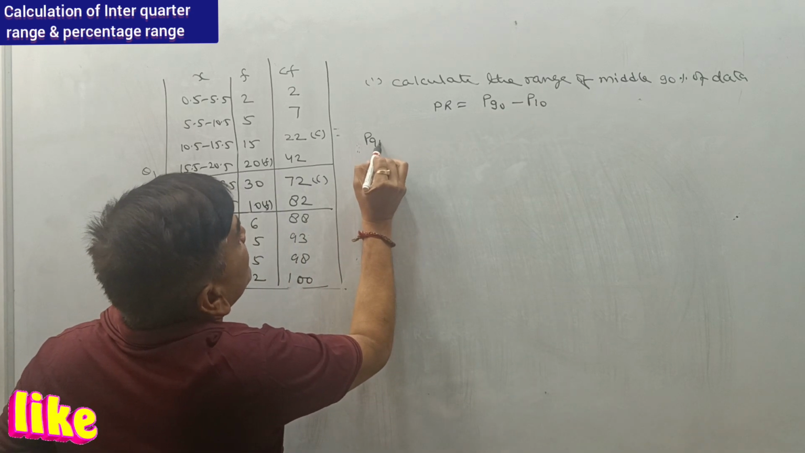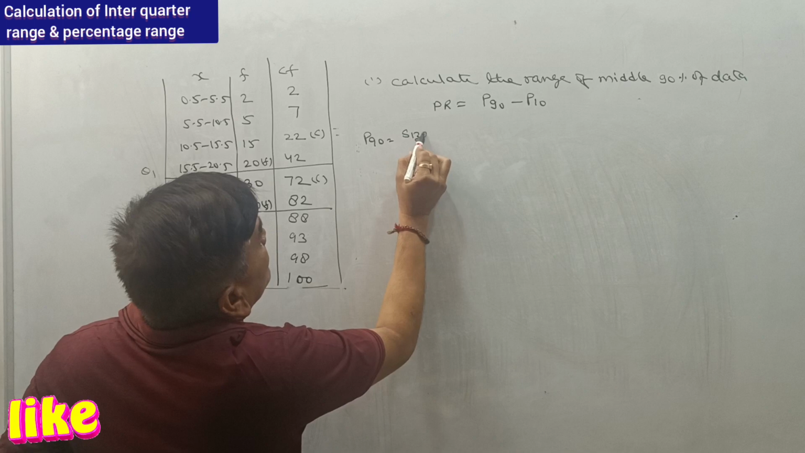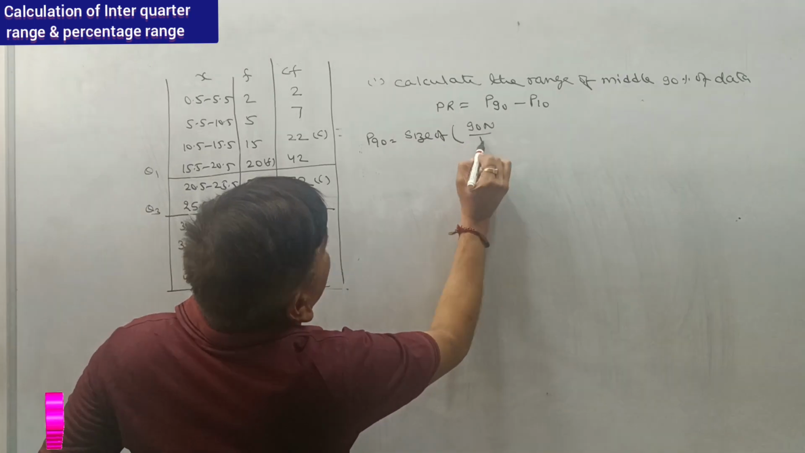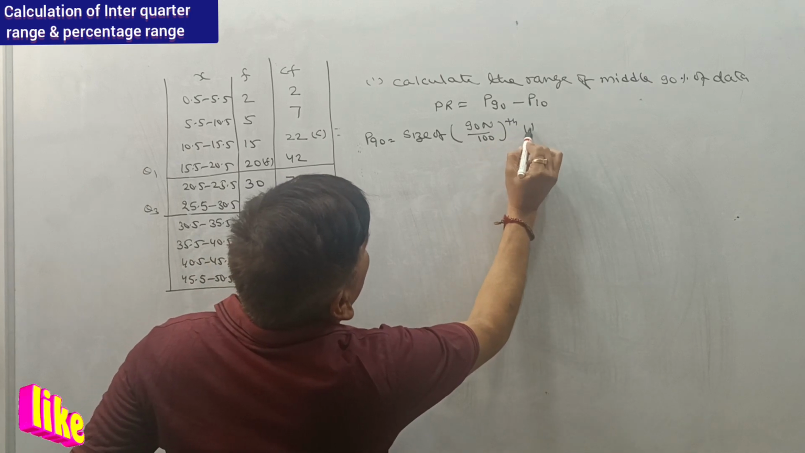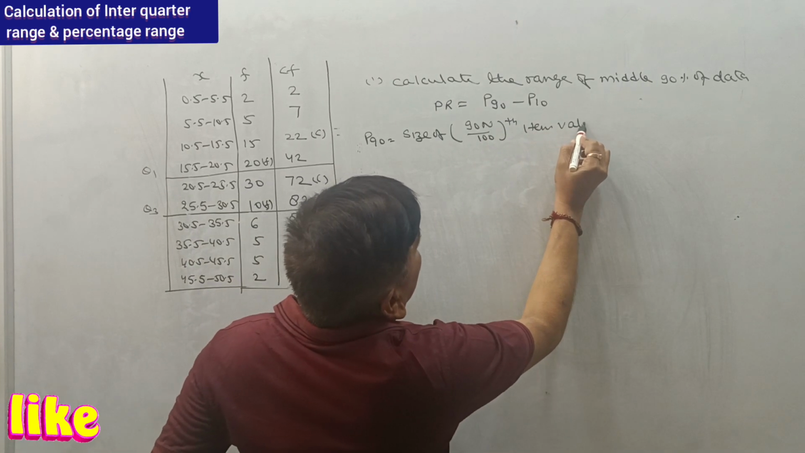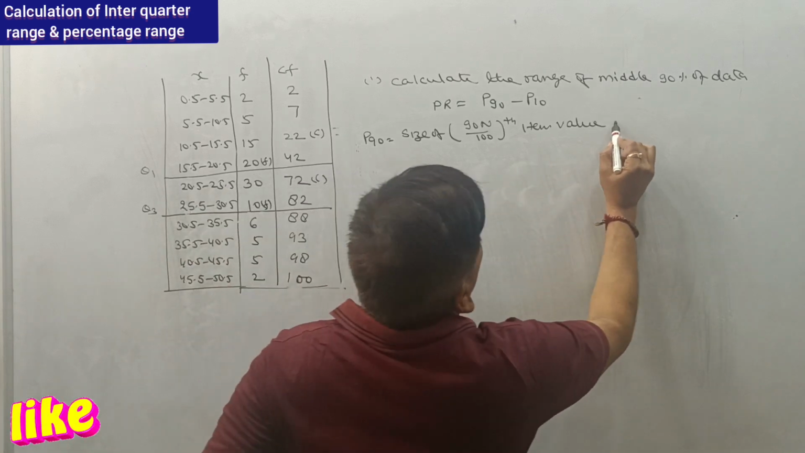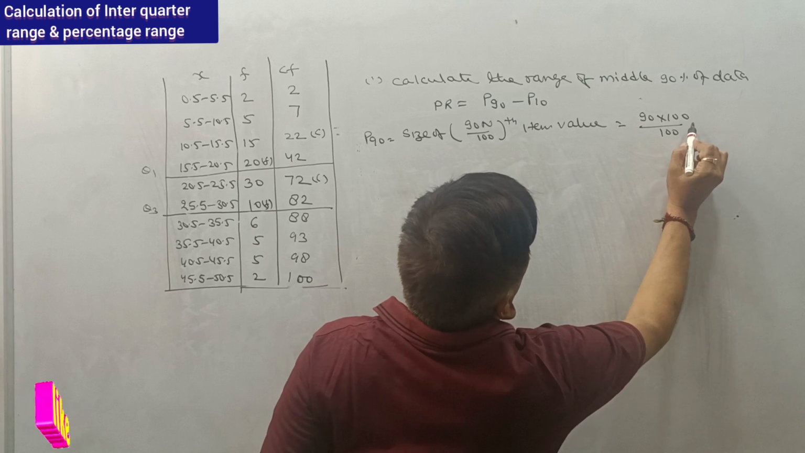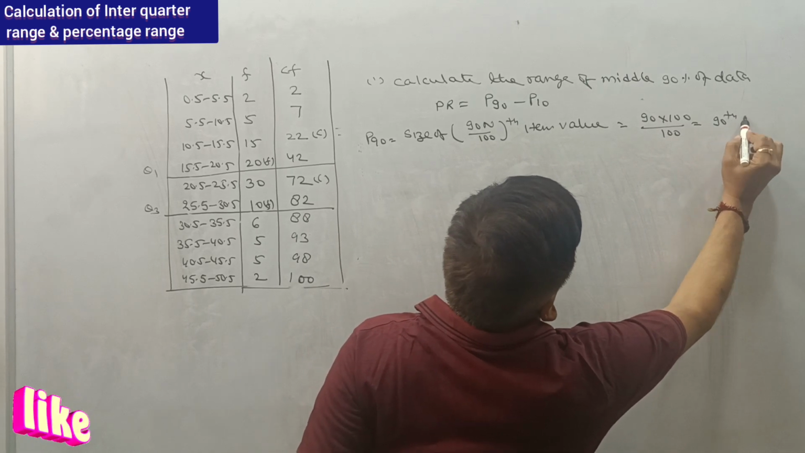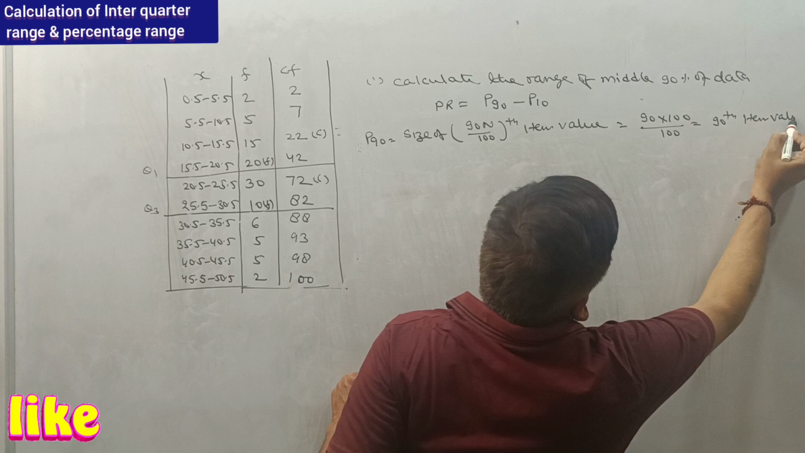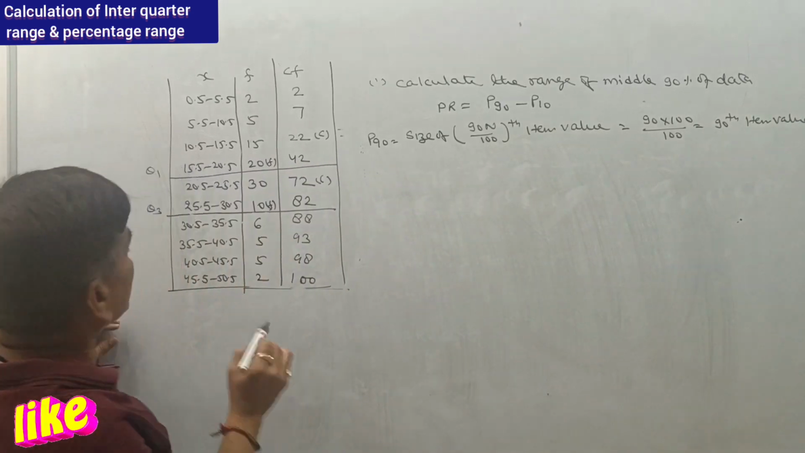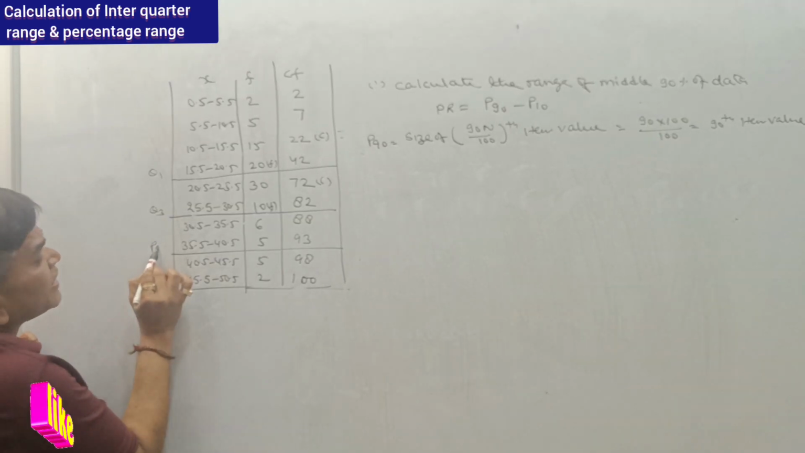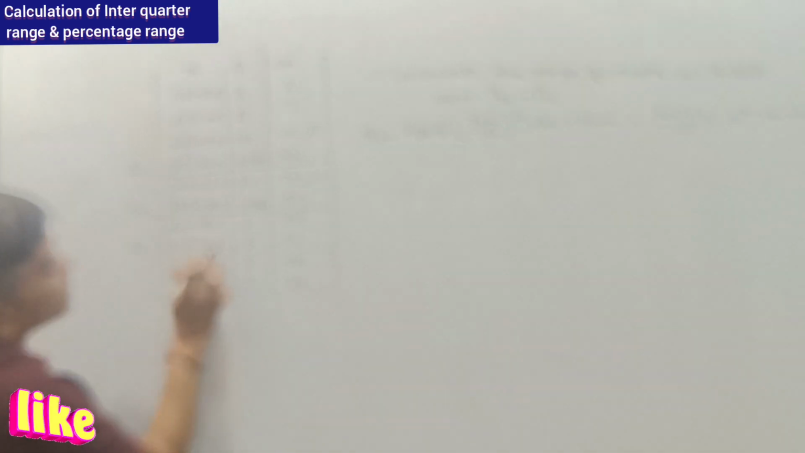So P90 is equal to the size of 90n upon 100 item value. That will be the formula. So 90 by 100 times 100 is equal to the 90th item value. So the very first 90 is included here. So our P90 lies between 35.5 to 45.5.